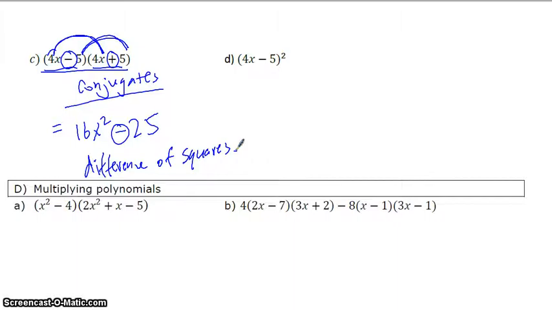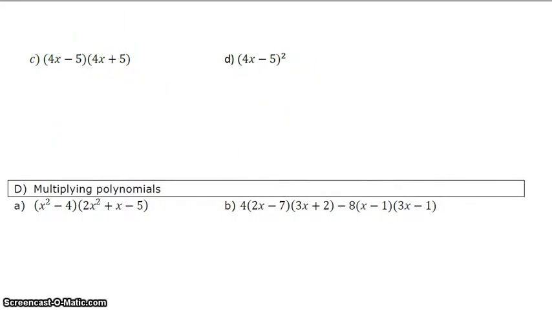Therefore, when you square a binomial, the result is not another binomial. It's not 16x squared plus 25 or minus 25. It will be a trinomial. Just be careful of that. Okay? I have repeated myself enough.